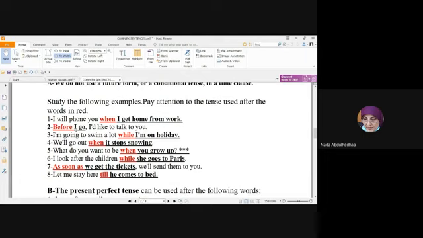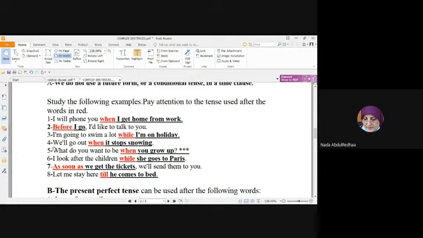The second one, I would like, it has this reference of futurity, even though it doesn't refer to the future. Okay, I am going to swim. Now, I am going. It has a reference to what? To the futurity, because we are using I am going. This is within the independent clause. The dependent clause, while I am on holiday, is in the present simple.